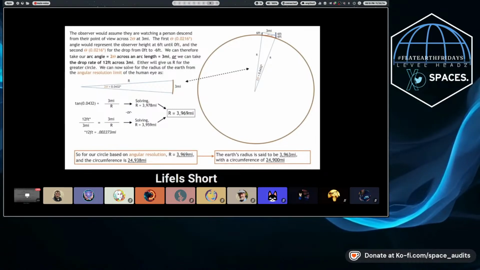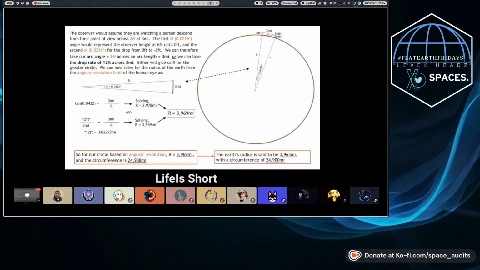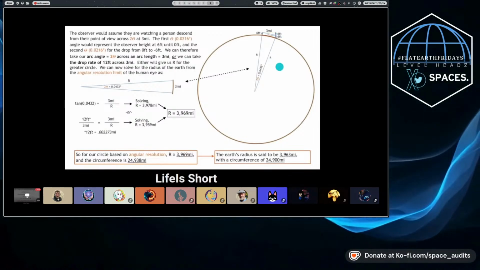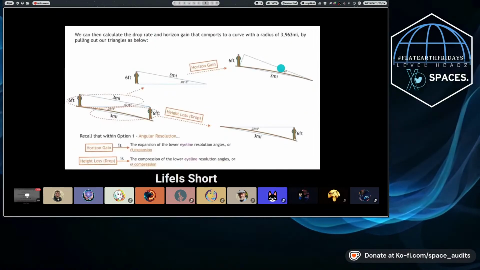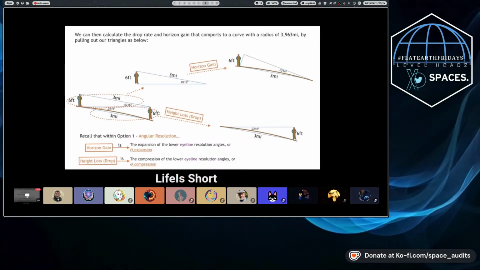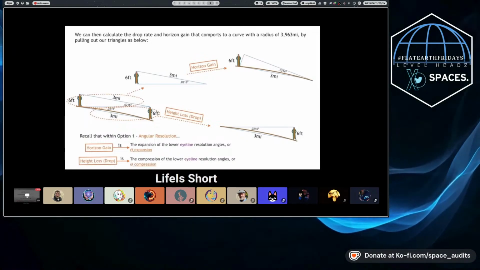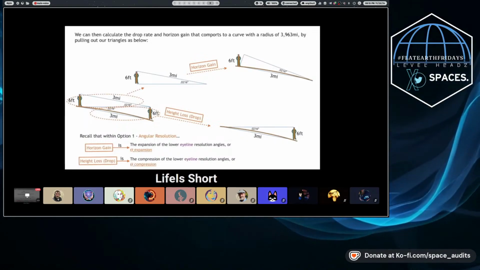And coincidentally or not, the Earth's radius is said to be 3,963 miles with a circumference of 24,900 miles. We can then calculate the drop rate and horizon gain that comports to a curve with a radius of 3,963 miles by pulling out our triangles as below.